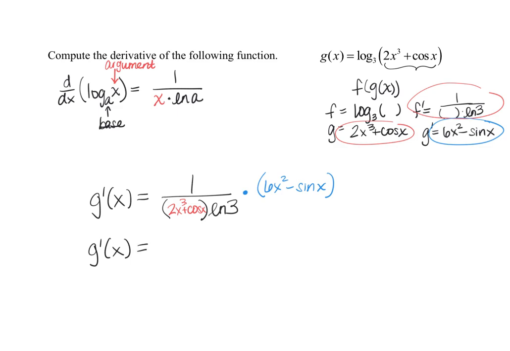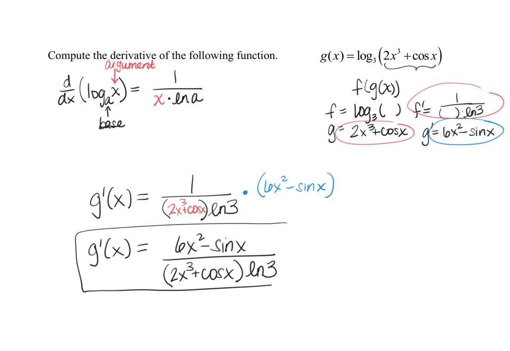So more often than not, you'll see this written as 6x squared minus sine of x in the numerator, all divided by the quantity 2x cubed plus cosine of x multiplied by the natural log of 3 for our final answer.